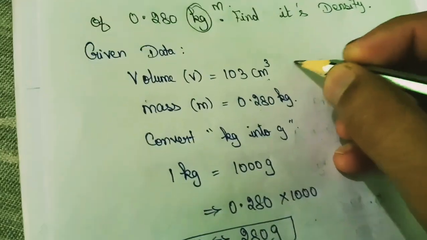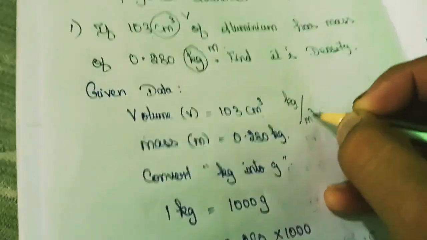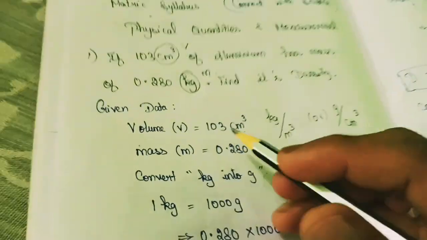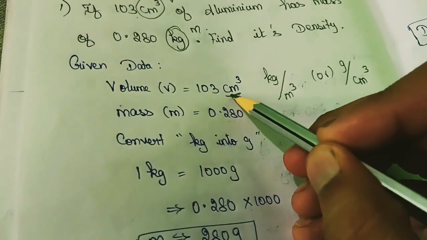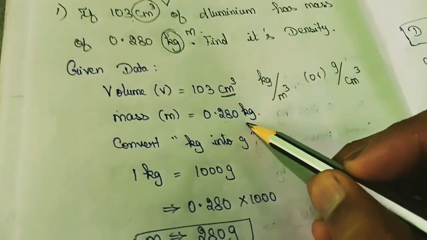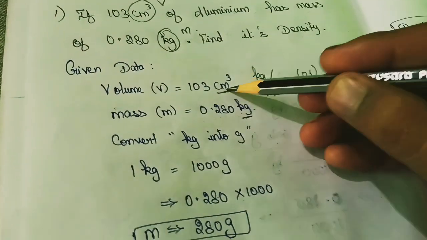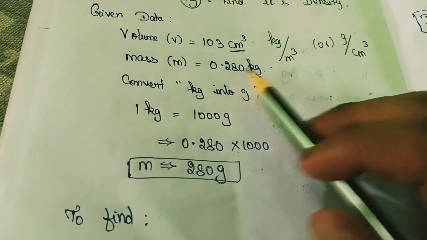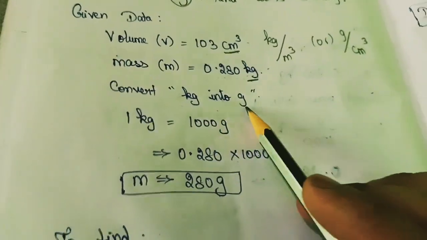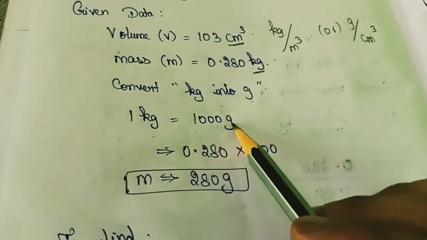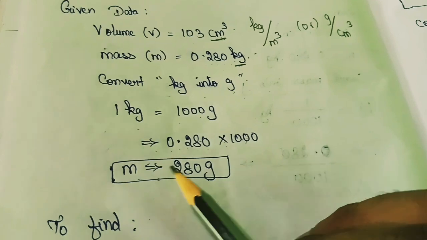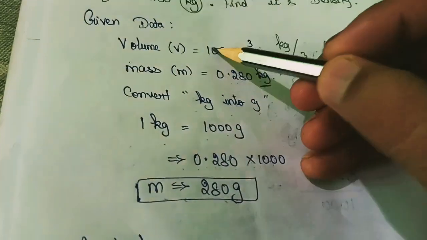As per the density concept, the unit should be either kilogram by meter cube or gram by centimeter cube. But in this given data, volume is in centimeter cube and mass is in kilogram. So either you have to convert this as meter cube or this as gram. It is easy to convert this as gram. So I'm going to convert kilogram into gram. 1 kilogram is equal to 1000 gram, so 0.280 into 1000, mass is equal to 280 gram. So I have volume and I have mass.